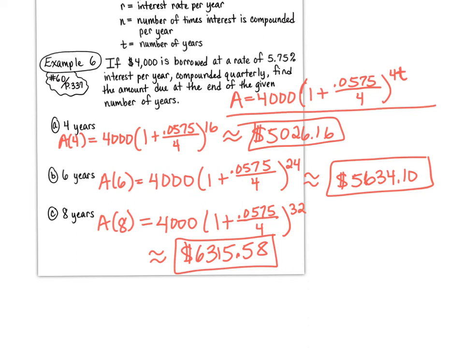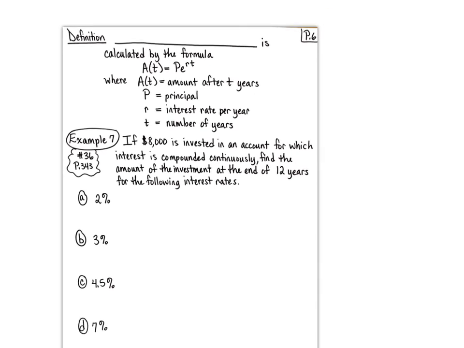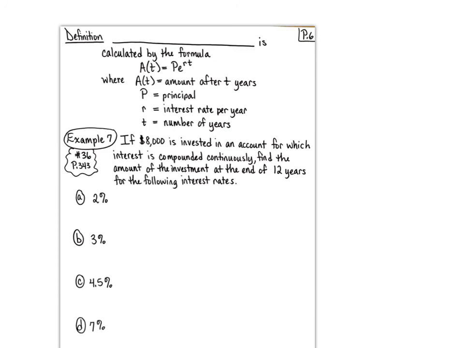Okay? Now, this is the formula that you use whenever you're compounding quarterly, semi-annually, annually, a certain number of times per year. Now, if you're continuously compounding, you use a different formula. That's on the next page. So, definition: continuous compounding.